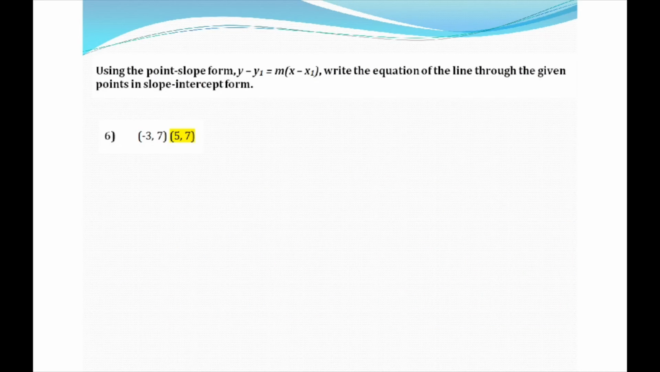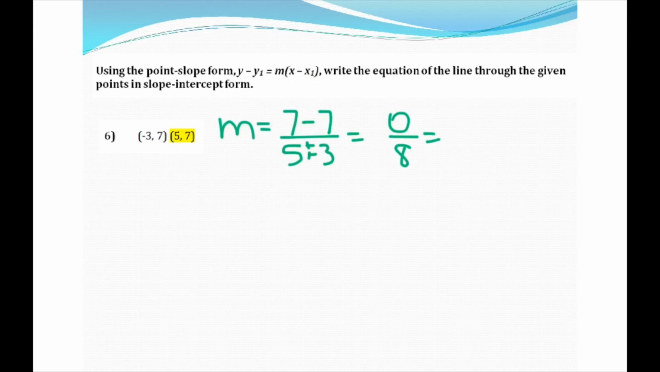Okay, number 6. Again, find the slope. So I'm going to do 7 minus 7. That seems kind of weird to me. So I'm going to say, well, oh yeah, that's 0. And then I've got 5 minus -3 is 8. 0 divided by anything is 0. What does that mean when the slope is 0? Do you remember? Go back and look at your warm-up.